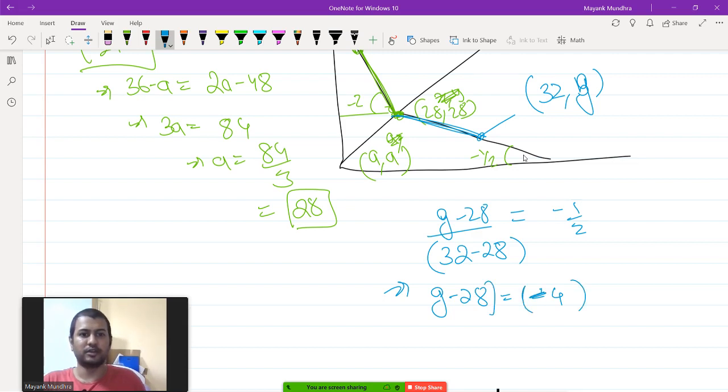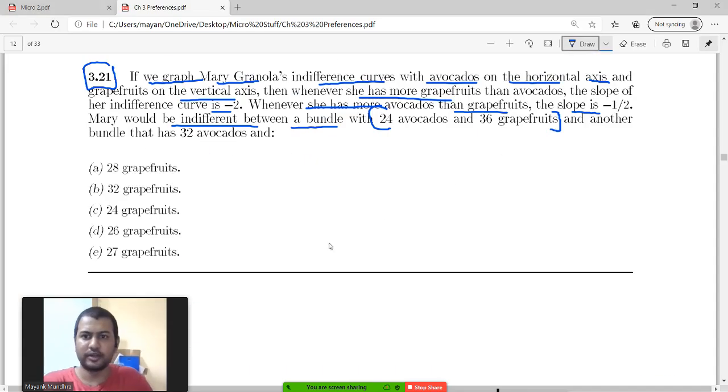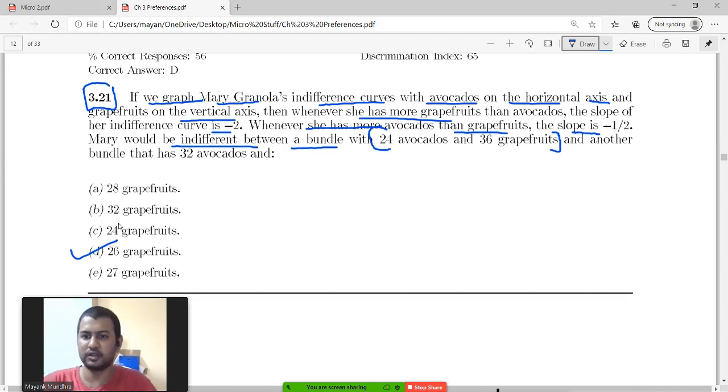So (g minus 28) times 2 should be equal to minus times (32 minus 28), so that's -4. So this implies 2g equals 56 minus 4, so that is 52. So g equals 52 by 2, so that is 26. Okay, so this point becomes (32, 26). So now I did it very fast. This is how much time you would take in an exam.